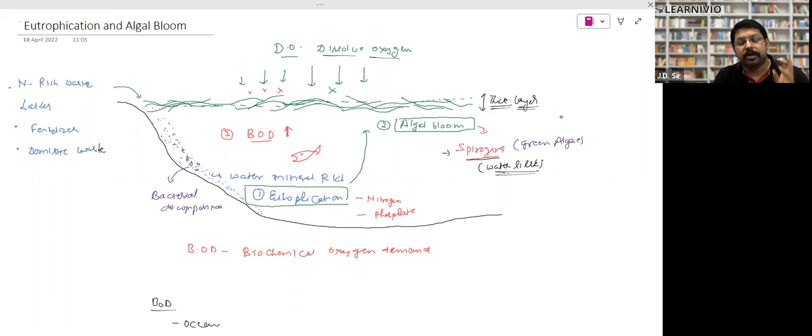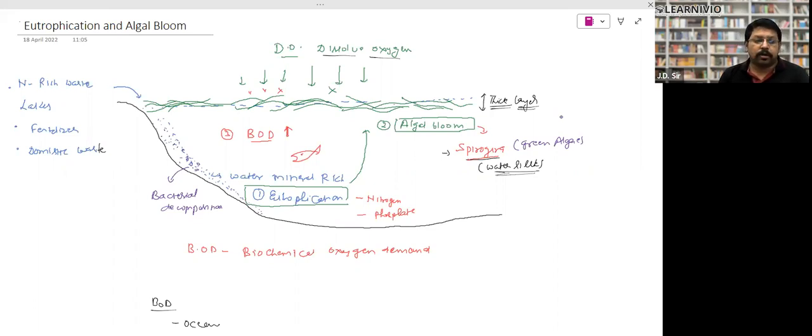So there are three phenomena: eutrophication, then algal bloom, then the dying of animals. Is that clear or not? Let me explain algal bloom again. Algal bloom happens because of the nitrogen-rich nutrients in the water. What do algae require? Water and nitrogen-rich nutrients. When the nutrients are in abundant amount, the algae will multiply rapidly. They will make a thick layer on the top of the lake, and this is called algal bloom. An example is Spirogyra.